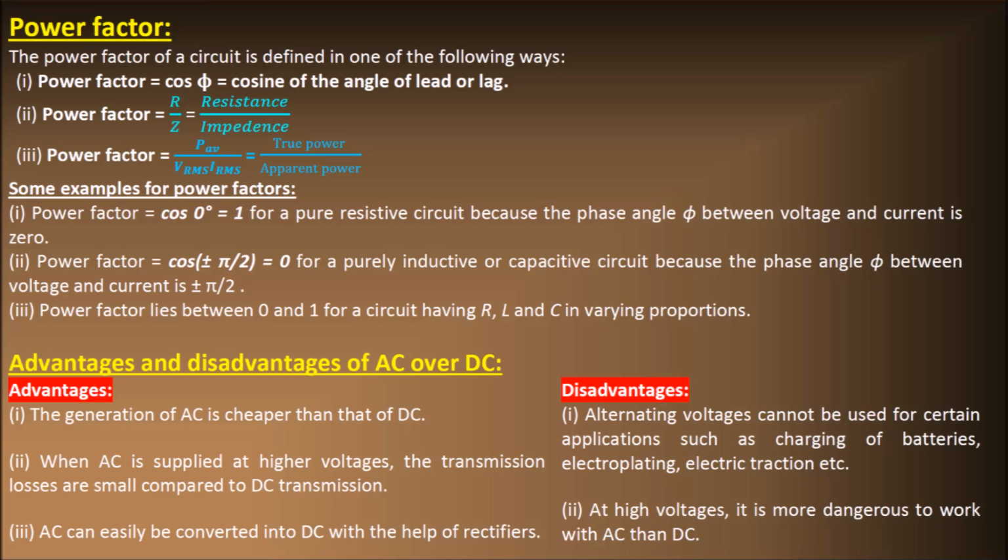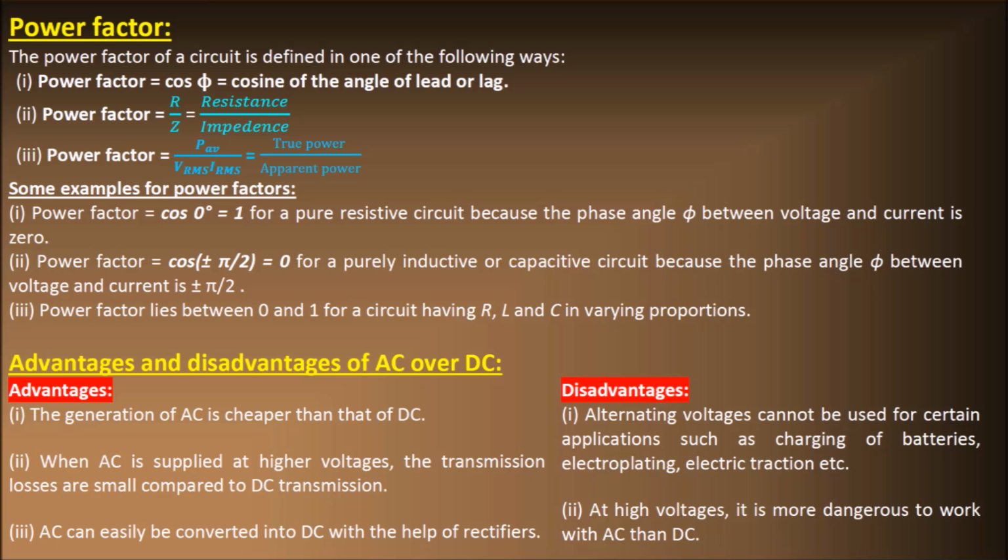In the third case, power factor lies between 0 and 1 for a circuit having R, L and C in varying proportions. So we can estimate the power factor just by measuring the phase angle in a circuit. If the phase angle is 0, the circuit is purely resistive. In that case, the power factor takes the value of 1. If the circuit is inductive or capacitive, then the phase angle will never be 0. It will take the value of 90 degrees. In that case, the power factor will be 0. So the power factor can take values between 0 and 1 in a circuit having varying proportions of R, L and C.